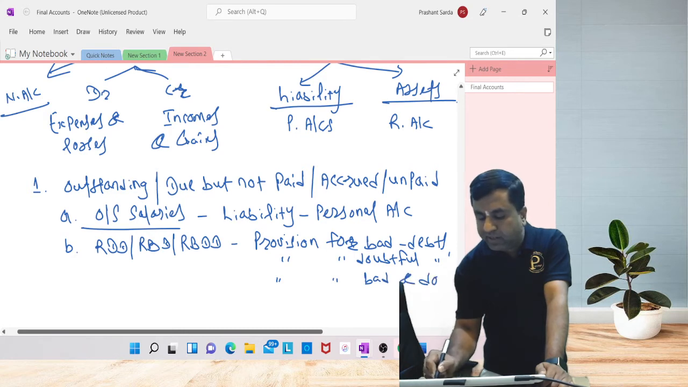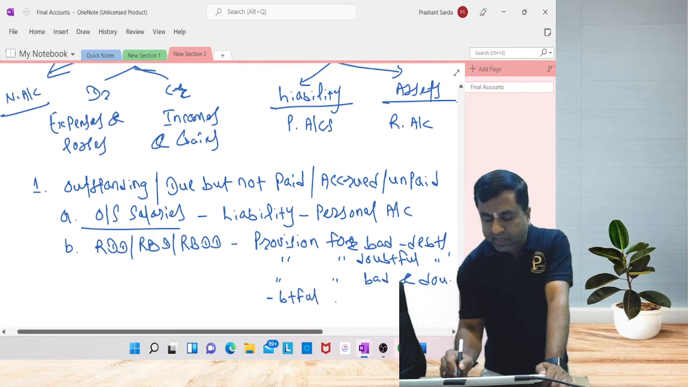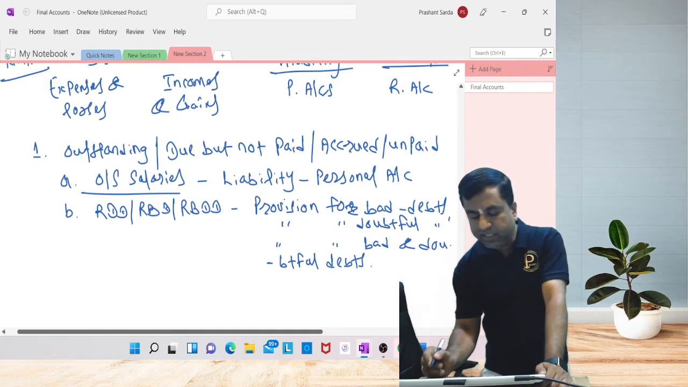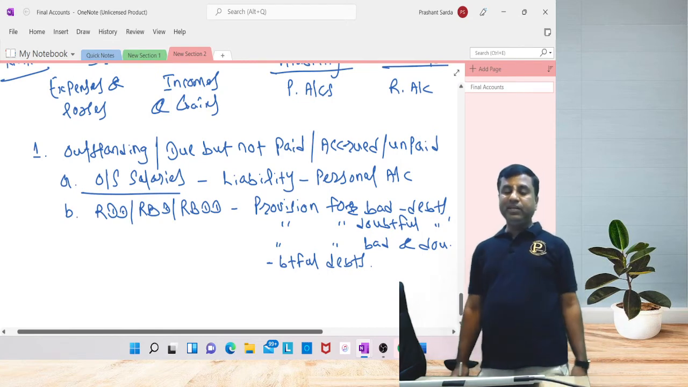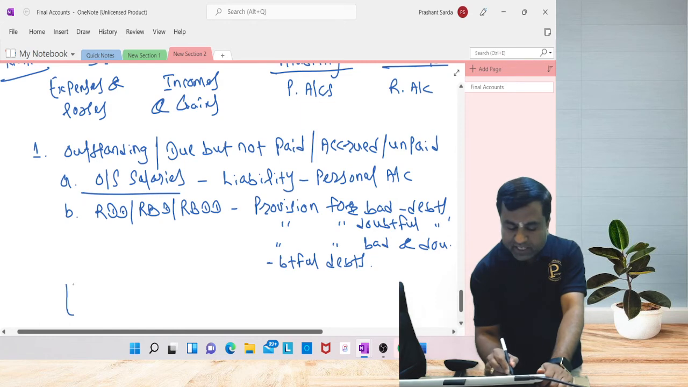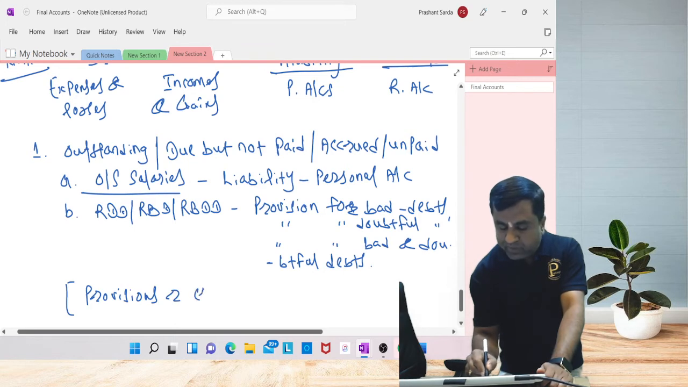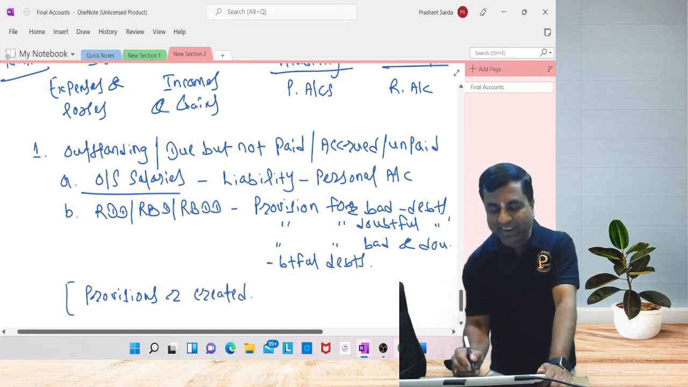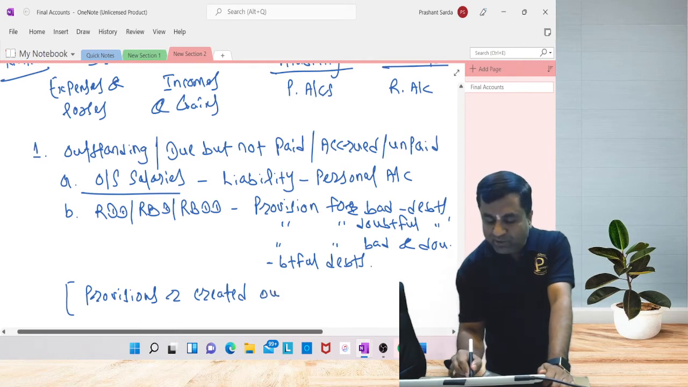अगला हम बुला सकते हैं provision for bad and doubtful debts, और इसी को हम बुलाते हैं RDD, RBD और RBDD. तो ये सारी चीजें हमने देखी यहाँ पे. तो RDD, RBD, RBDD ये provision है. Do remember students, provisions are always created out of profit. किसी भी तरह का provision आप create करते हैं business में, तो provisions are created out of profit. And all provisions are nothing but examples of personal account. Provisions are created out of profits.